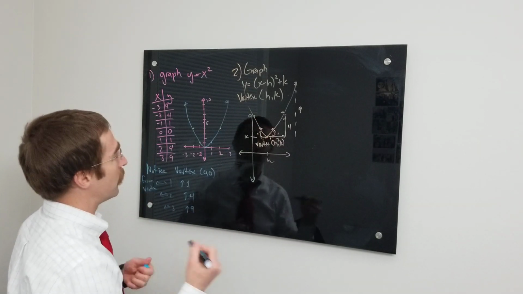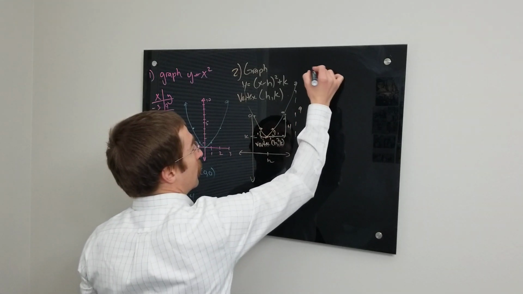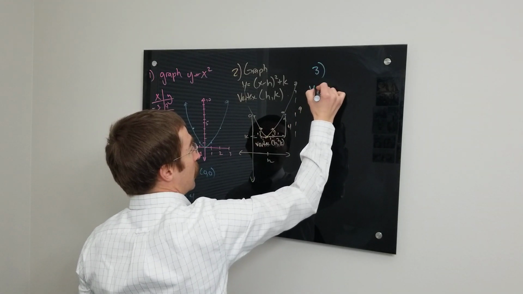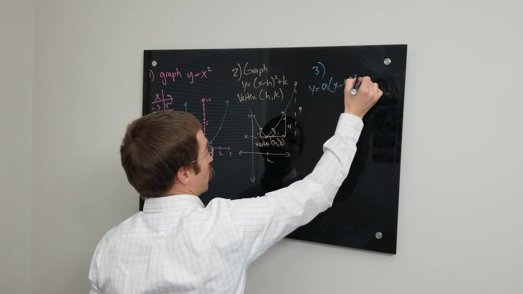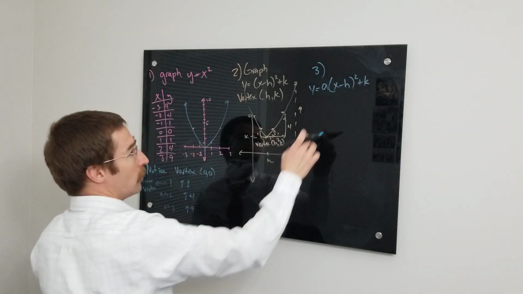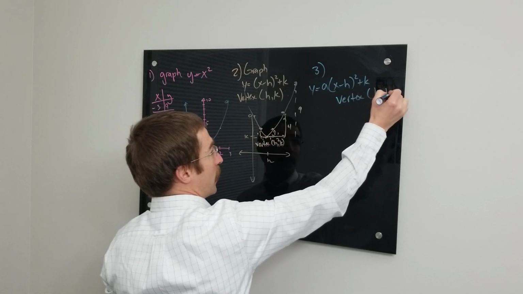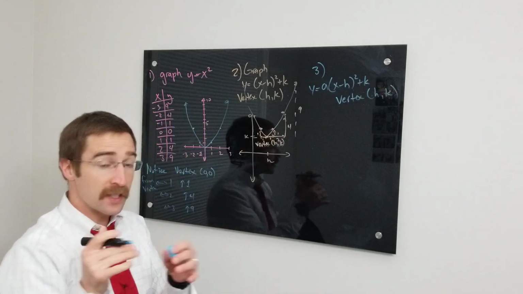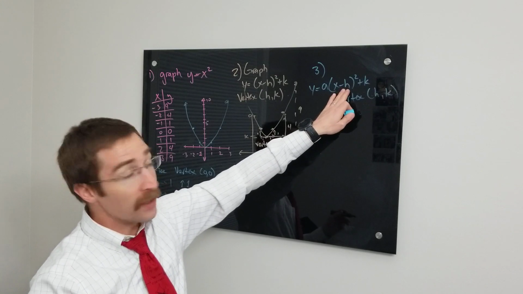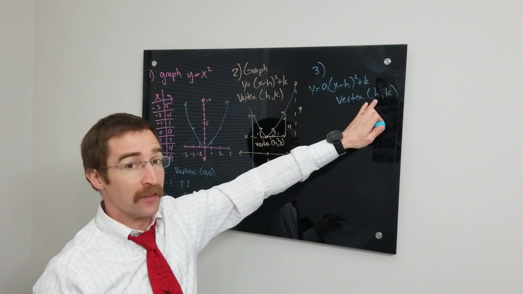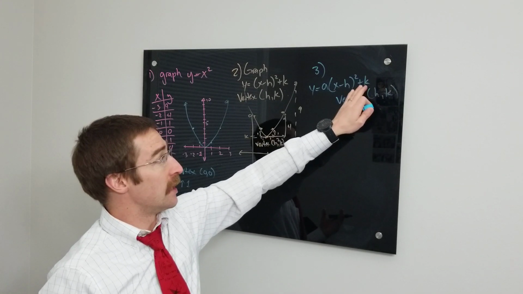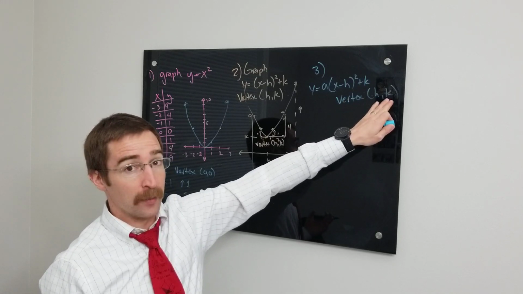So now if I throw in y equals a times x minus h squared plus k, what happens here is we have the vertex at h comma k, right? So that shifts it left or right. If this was a plus right here, it would be a negative number for our x, for our vertex. If this was a minus k, we would have a negative number for our y.